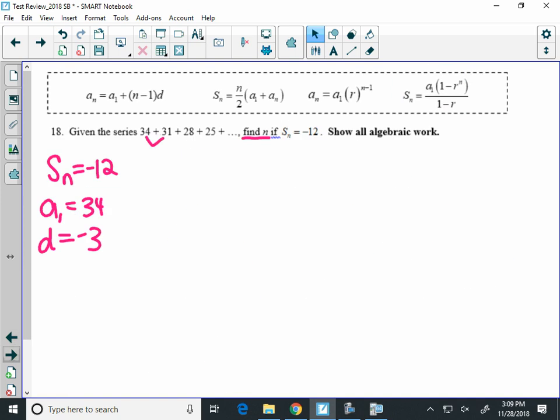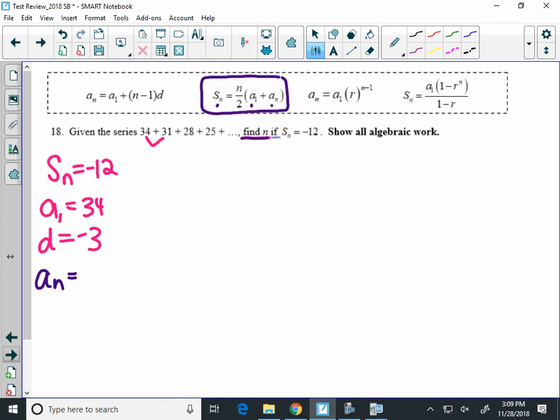For the sum, for arithmetic, we're going to be using this formula. Let's see what we have. We know S sub n. We don't know n, but that's okay because that's what we're looking for. I know the first term. However, I don't know what a sub n equals. So what I need to do is find a way to represent a sub n, right? I need to find an equation for the nth term.